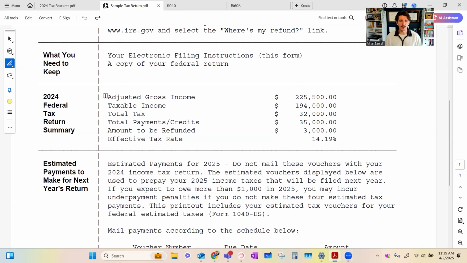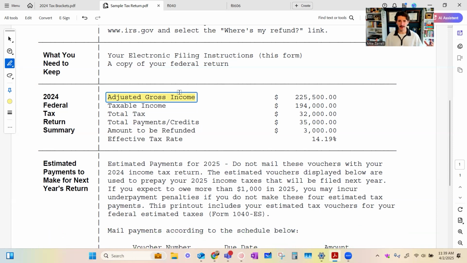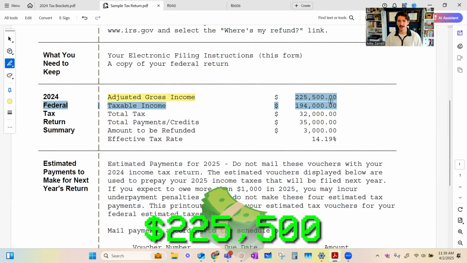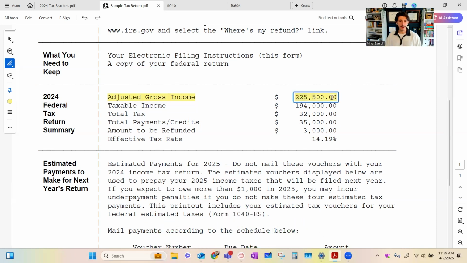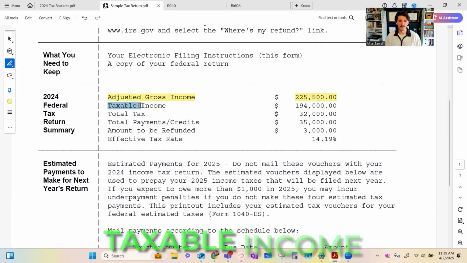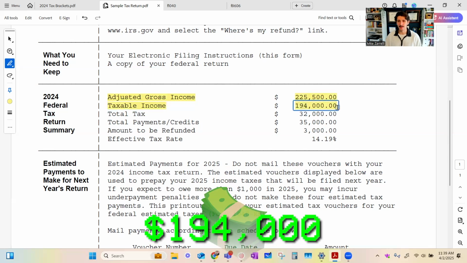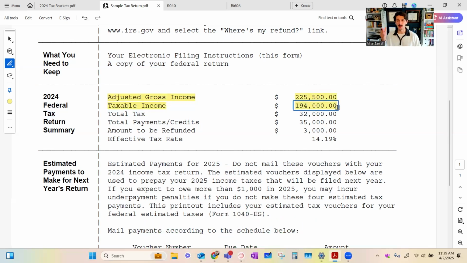First up is going to be your adjusted gross income, AGI for short. This is going to be the total amount of income that you had throughout the year. For this fake client, it is $225,500. Now, as most of us know, that is not all taxable. You've got the standard deduction, you've got other tax credits that reduce that adjusted gross income to what's next, the taxable income. And in this client's case, they had $194,000 of taxable income. So that's the amount that they're actually going to pay taxes on.